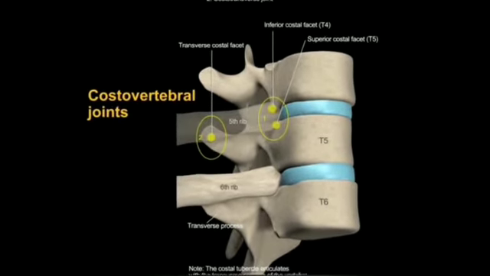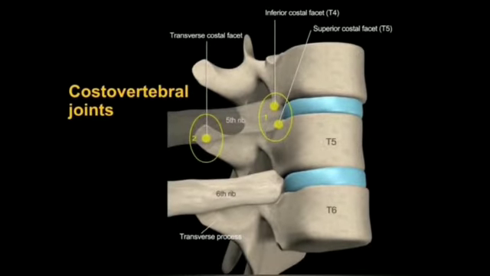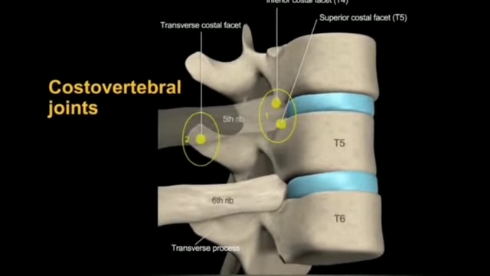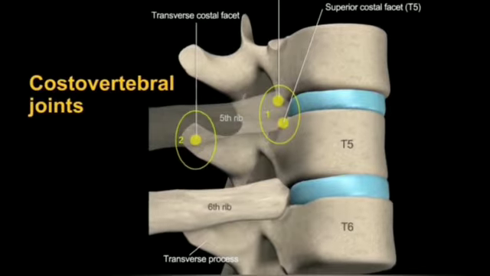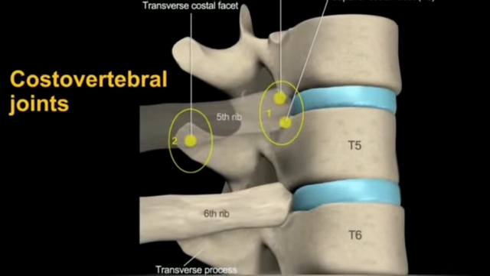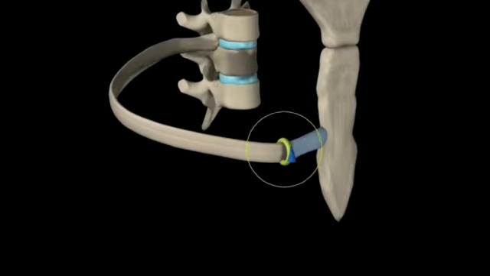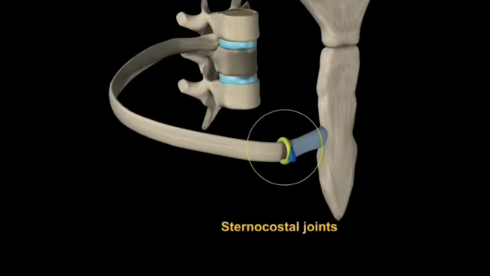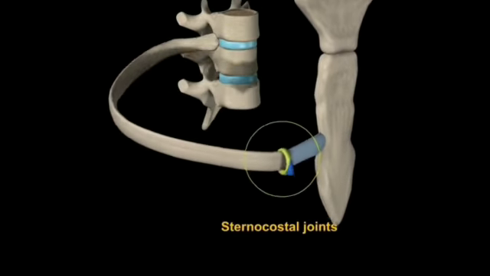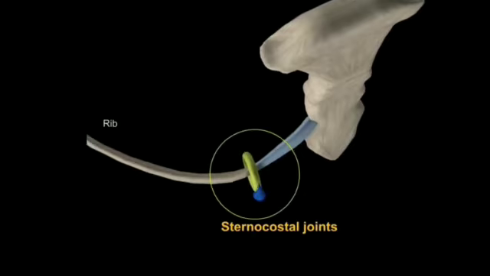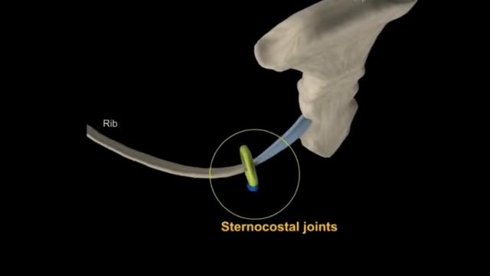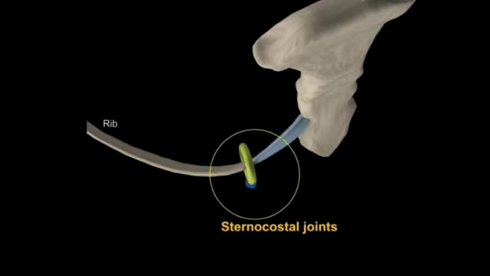The connection of the ribs and the vertebrae occurs at 2 places. 1, the costal corporeal joint, and 2, the costal transverse joint. On the other side, the rib is joined to the sternum through the sternocostal joints. The sternocostal joints are synovial plane joints of the cartilages of the true ribs.